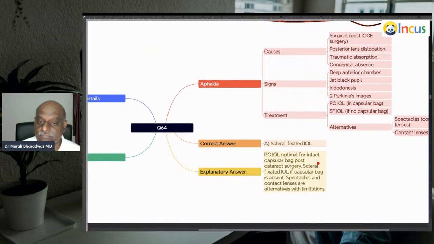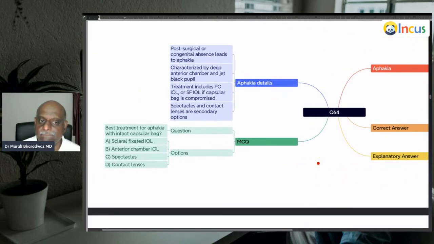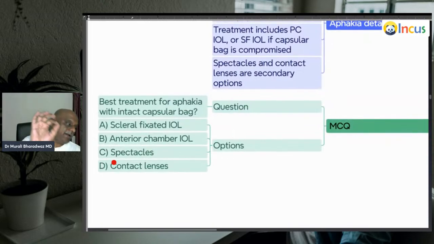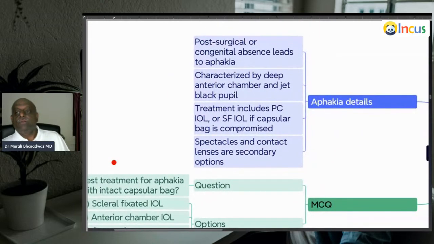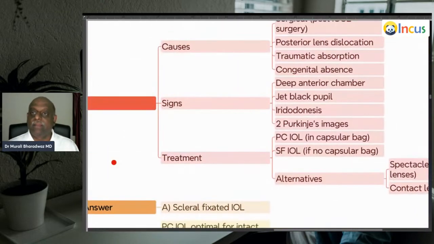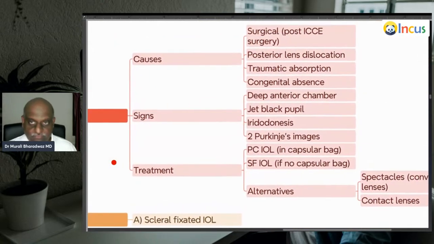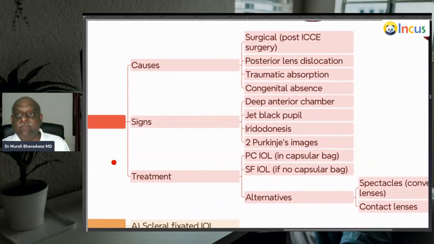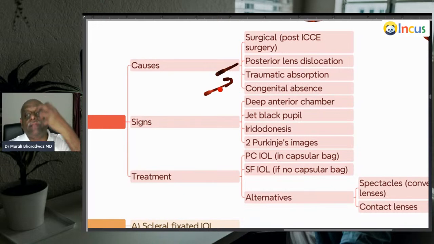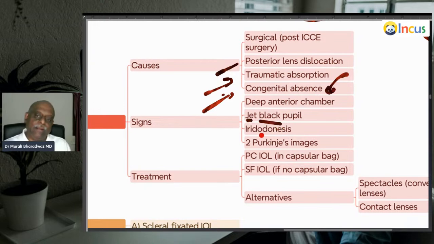Now, doctor, what is the best treatment for aphakia with intact capsular bag? So, typically, aphakia, there is no lens. Typically, it happens post-surgical after intracapsular cataract surgery or posterior lens dislocation, traumatic absorption of the lens, congenital absence, anything. So when aphakia is there, the anterior chamber is very deep, there is a jet black pupil, iridodonesis, two Purkinje images. So how do you treat?